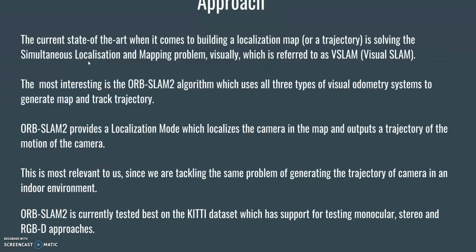Basically, our approach is following the current state of the art, which is the ORB-SLAM2 algorithm. We're building upon that. ORB-SLAM2 provides a localization mode, which localizes the camera in the map and outputs a trajectory of the motion of the camera. This is most relevant to us, obviously, because we're trying to generate the trajectory of the camera in an indoor environment. Most of the implementations of ORB-SLAM2 have dealt with outdoor environments. ORB-SLAM2 has been tested on a lot of datasets, but most importantly the KITTI dataset, which has support for testing monocular, stereo, and RGBD approaches, and it's the most efficient algorithm based on testing on that dataset.